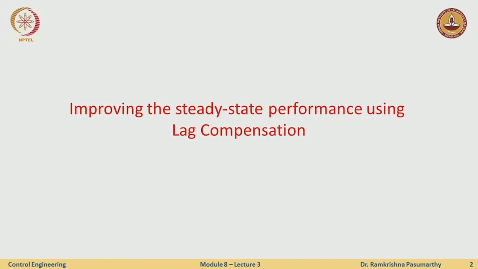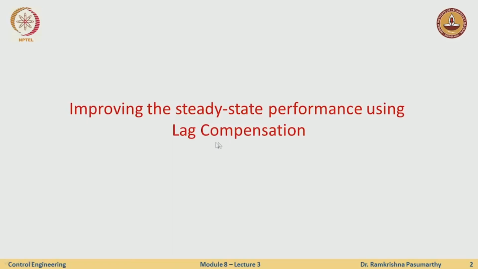Okay, so continuing with our design methods using root locus, what we will see in this particular lecture is a design criterion to improve the steady state performance. And steady state performance essentially means reducing the steady state errors, either getting them to 0 or having them below some predefined values. This is done with something which we call a lag compensation.